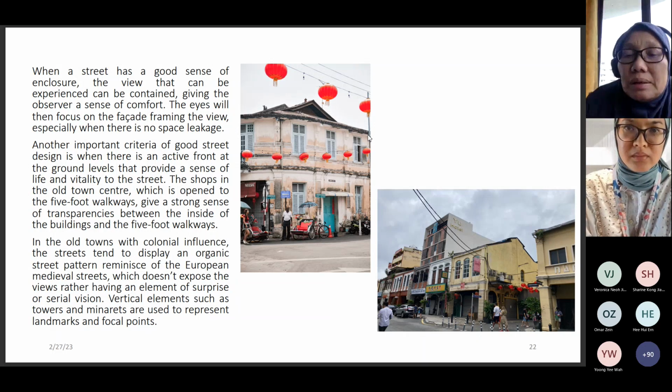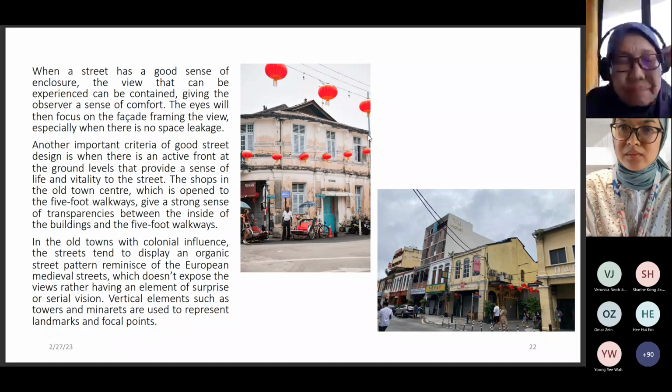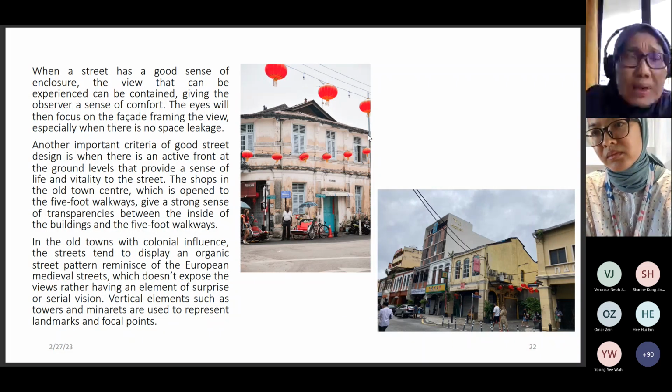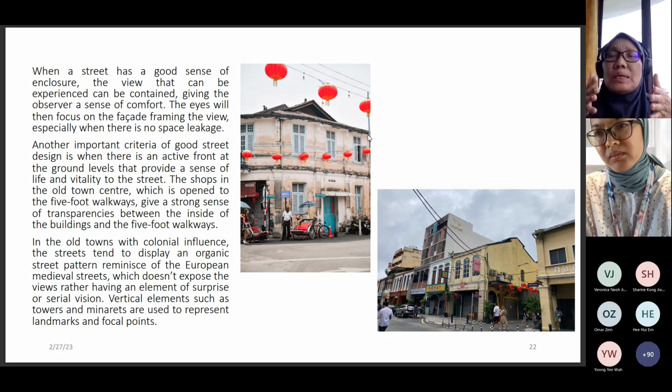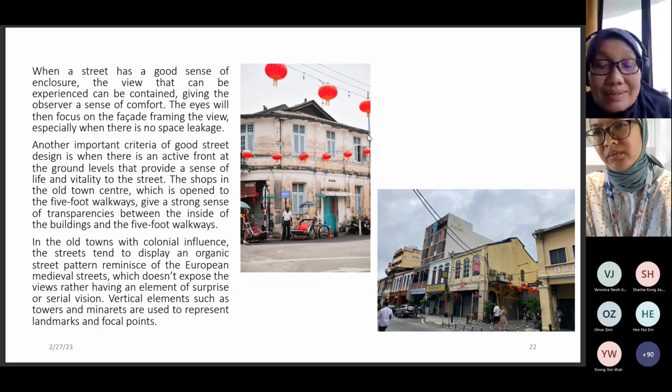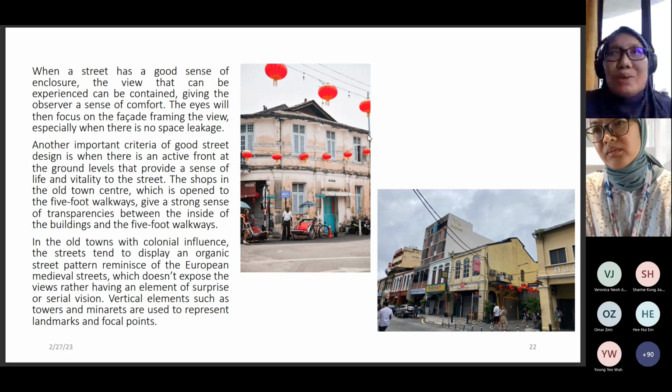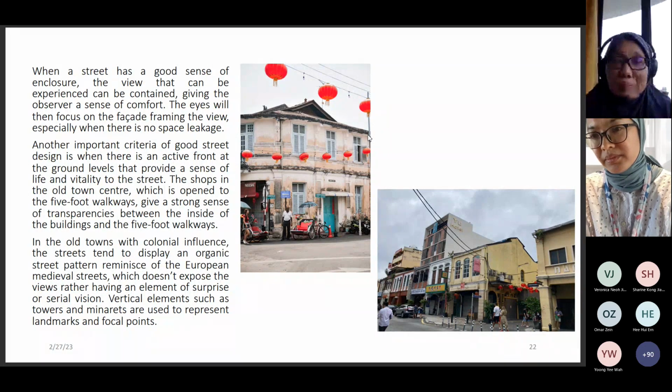If you look at the medieval cities that Cullen used as a case study in his book, there's the principle of creating elements of surprise in the way they designed the townscape. The medieval city has a very good sense of enclosure, where there is no space leakage, where your views are being framed and revealed in a series called serial vision, and there will be lots of elements of surprise. When you can frame the views, only then can you have the quality of element of surprise. So when you have lots of elements of surprise in the townscape, it enriches your experience inside the city.